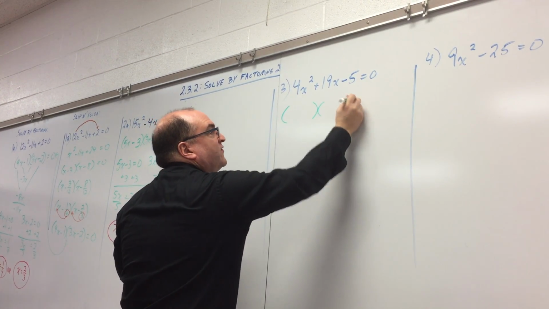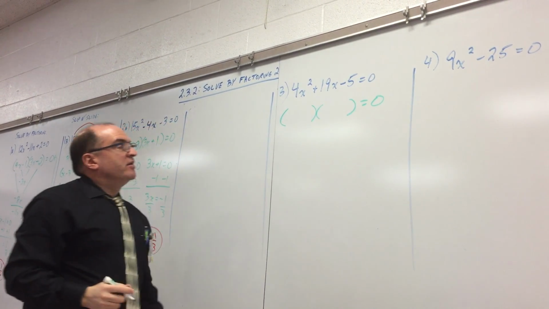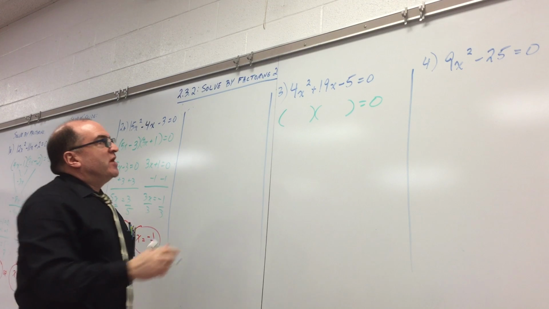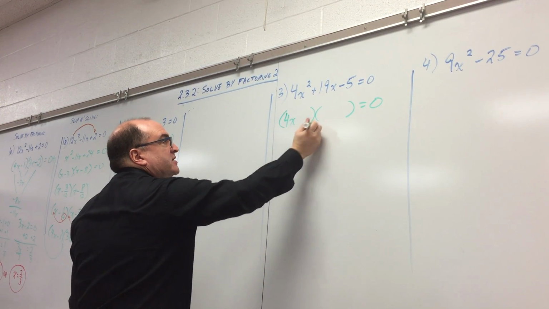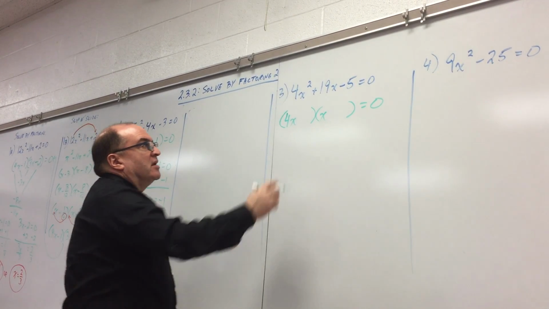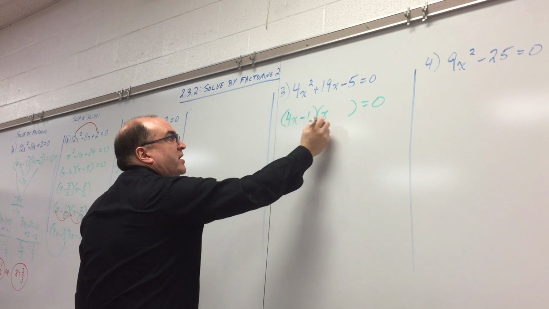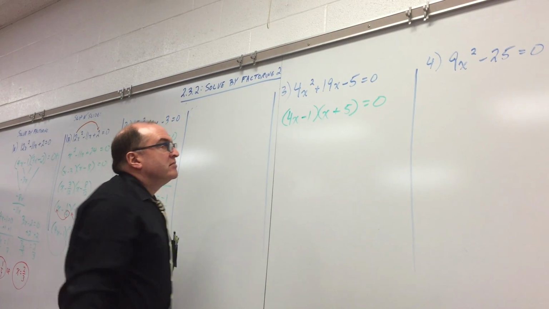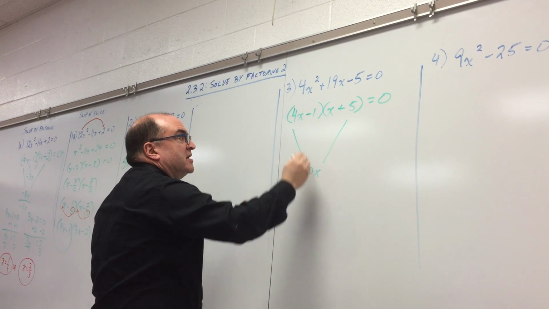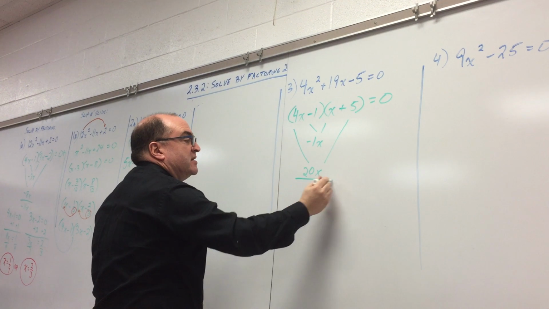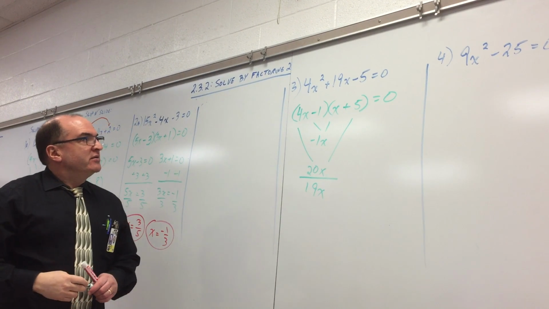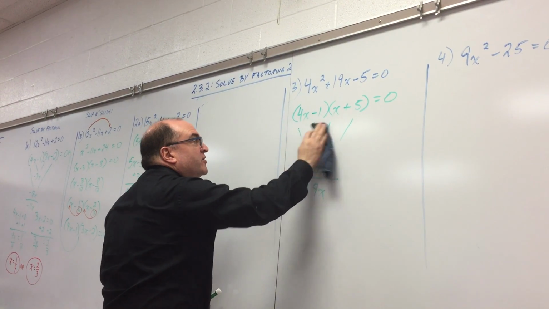What times what makes 4? Either 2 times 2 or 4 times 1. We're going to try 4 times 1. 4x times x. What times what makes negative 5? Well, we got negative 1 and positive 5. Let's see if that worked. This gives me 20x. This gives me negative 1x. 20 minus 1 is 19x. That's my answer.